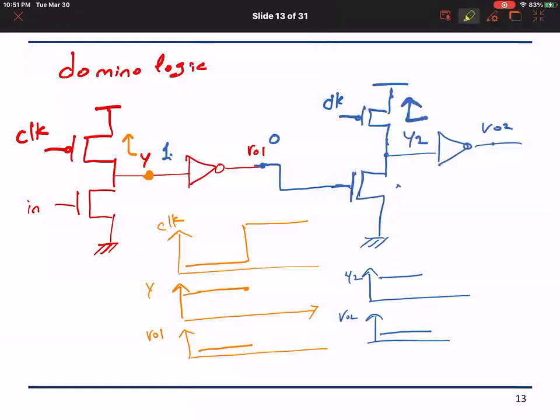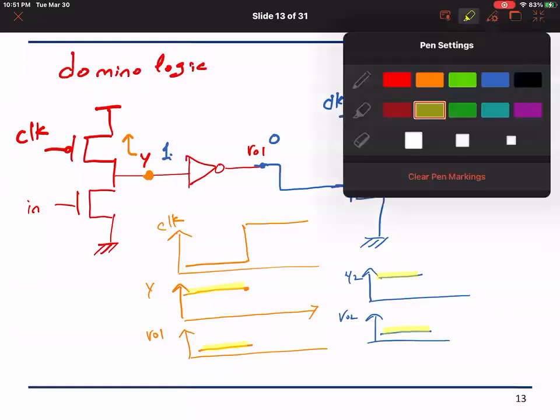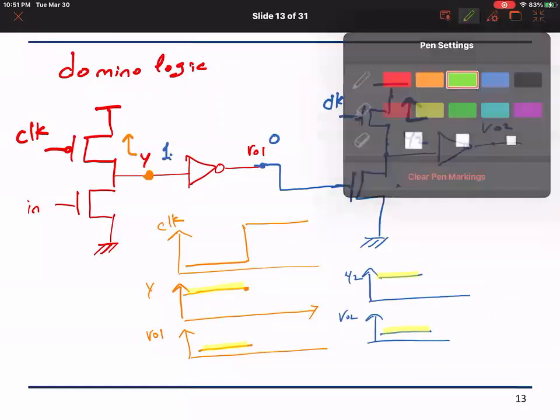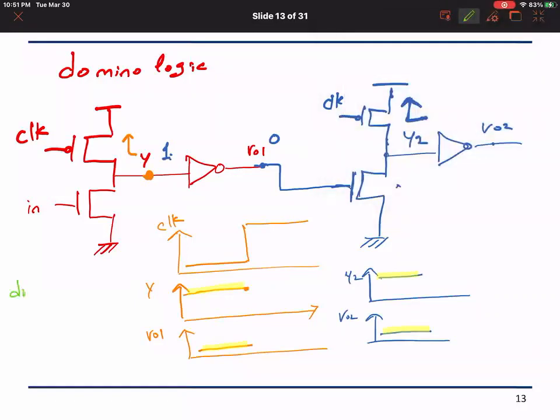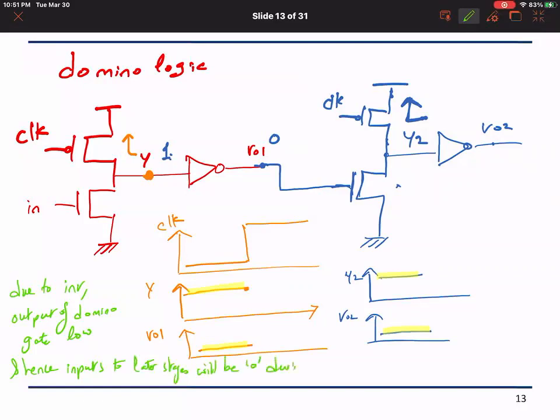So what we notice here is that due to the inverter, the output of the domino gate is low, and hence the inputs to later stages will be 0 during the pre-charge, meaning when the clock is equal to 0.